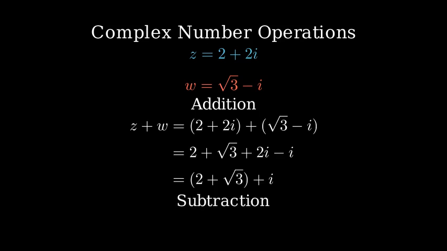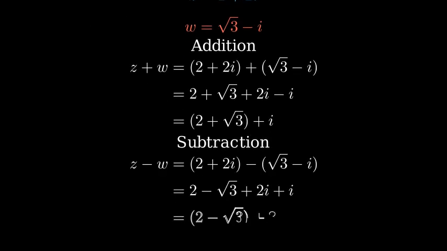For subtraction, we subtract both the real and imaginary parts. From z minus w, we get 2 minus square root of 3 for the real part and 2i minus negative i, or 3i, for the imaginary part. Therefore, z minus w equals 2 minus square root of 3 plus 3i.